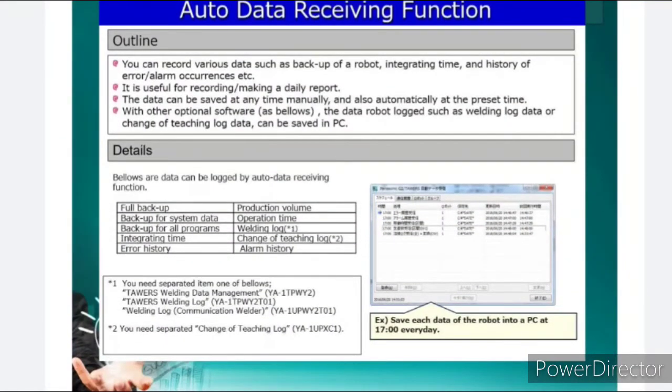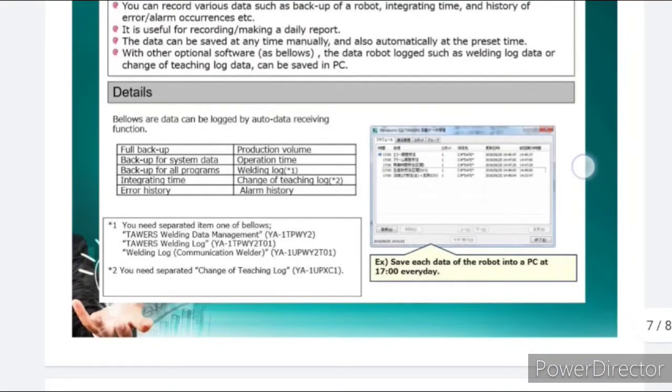The auto data receiving function. You can record various data such as backup of the robots, integrating times, and history of the error alarms that occurred, etc. It is useful for recording and making daily reports. The data can be saved at any time manually and also automatically at a preset time. With other optional software, the robot data logged, such as the welding log data or the teaching log data, can be saved in the PC.